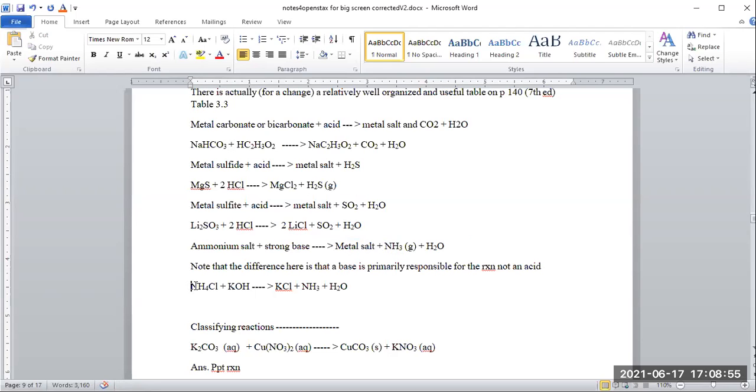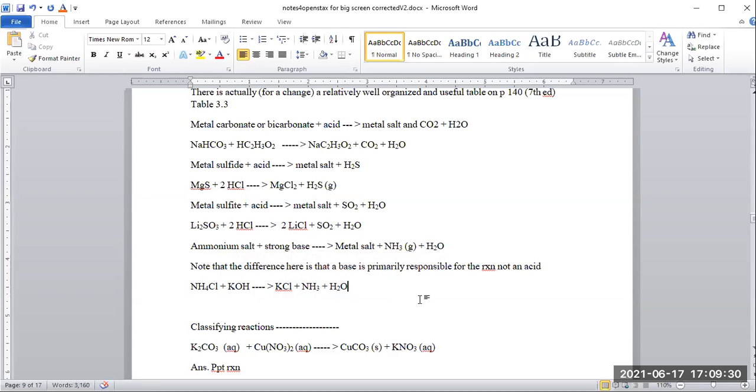So I've got ammonium chloride. That's the same molecule that we sublimated in the separation of a mixture lab by heating it over the Bunsen burner under the hood. We've got our strong base, potassium hydroxide, and here's our products. Here's our metal salt, KCl, our gas, and water as a leftover.